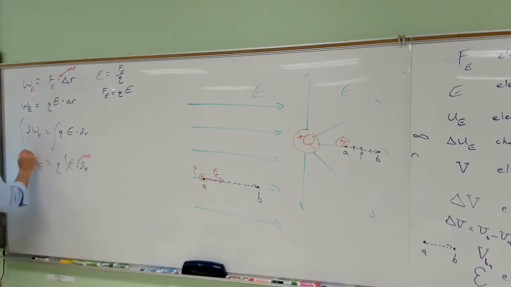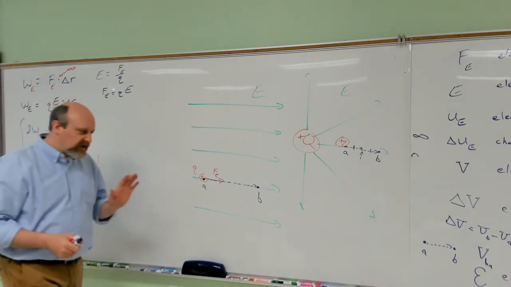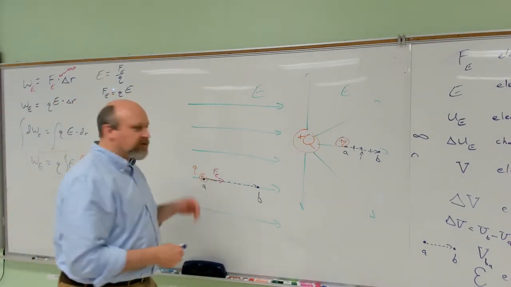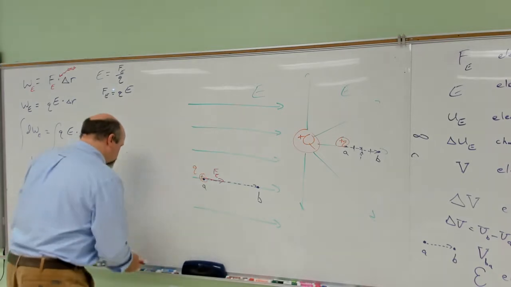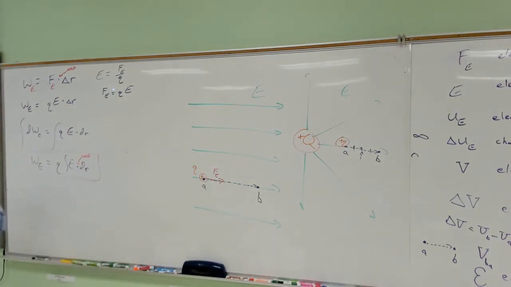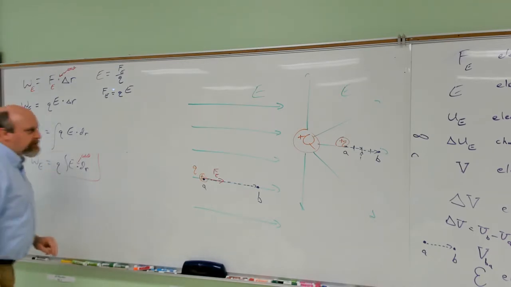But this is the general formula. This is the formula for the work done by an electric field. How much work an E field does shoving on a charge that's moving through the field. All right. So we've talked about that. We talked about the fact that the charge matters, so the sign of the charge matters, so you've got to include that. Okay, let's go to the next bit.